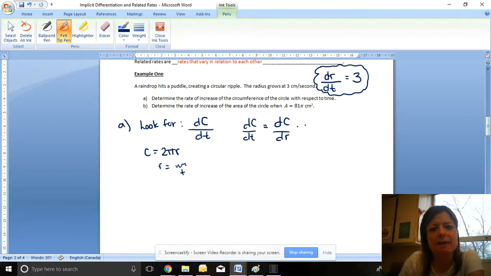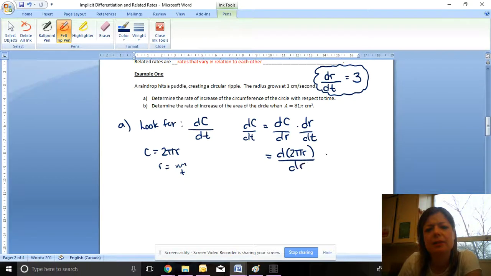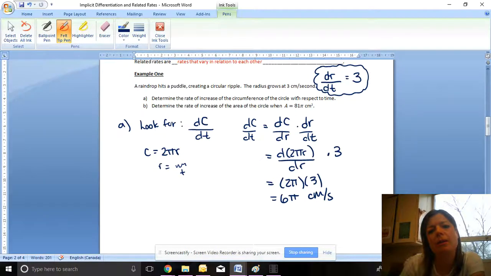And then we're going to multiply that by the derivative of the radius with respect to time. So that is d of 2 pi r dr times 3, because we know that that is 3. So this derivative is just 2 pi because r is the variable. So we have 2 pi times 3, so we have 6 pi, and that would be in centimeters per second. So the rate of the increase of the circumference with respect to time is 6 pi. It's increasing 6 pi centimeters each second.